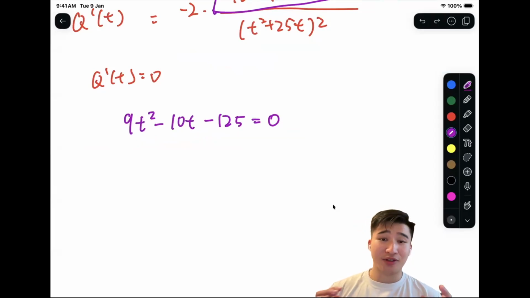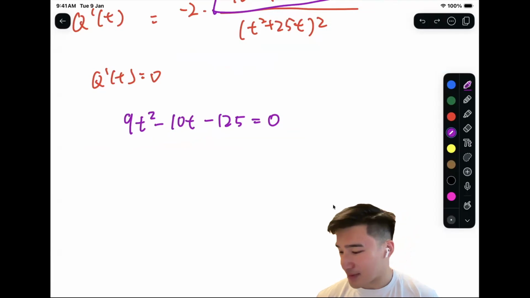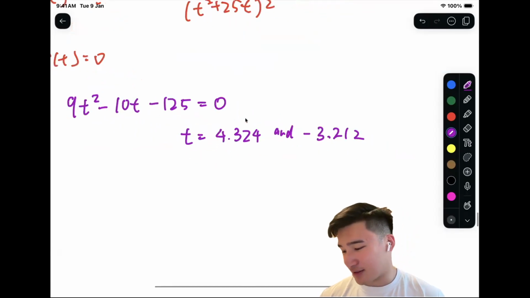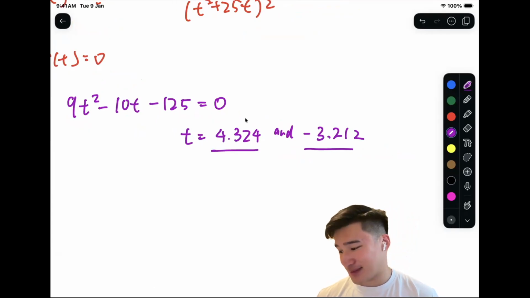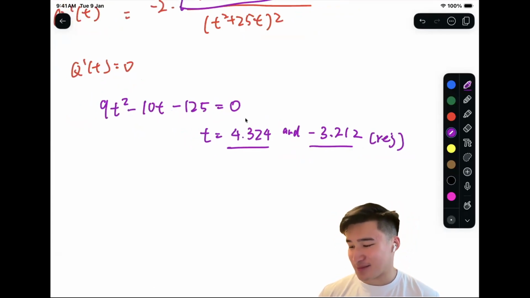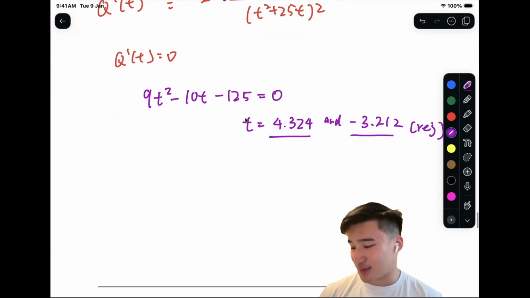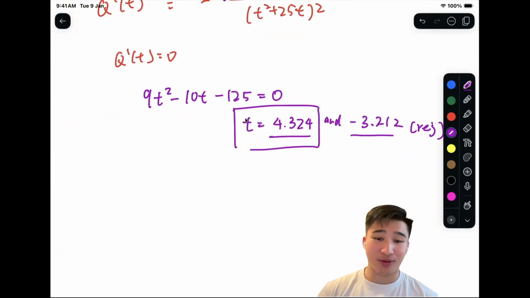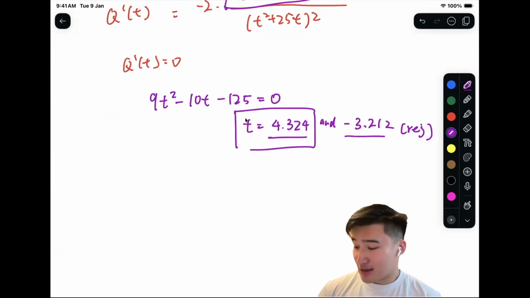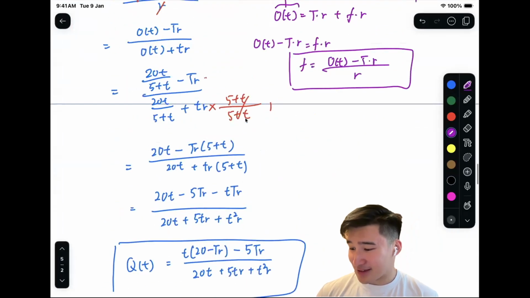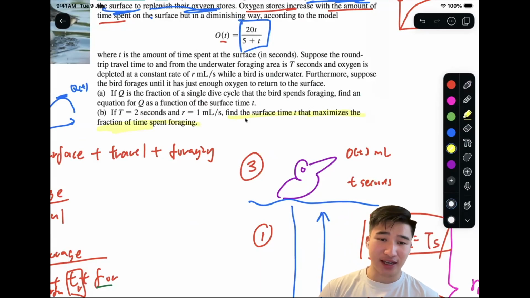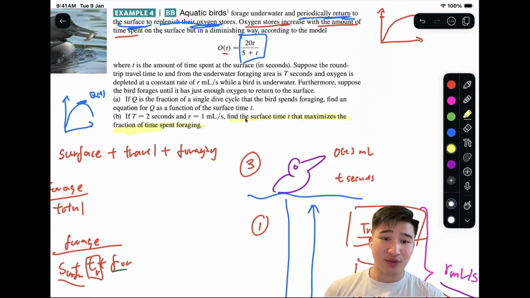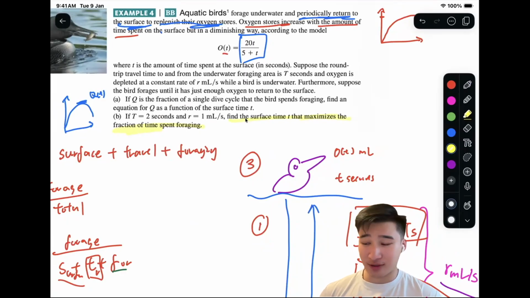I'm going to use ChatGPT or Gemini to solve this for me. From Gemini, we got these two results. Obviously, there are no negative seconds, so we're going to reject that one. So we found that the answer is T equals 4.324. So what does T equals 4.324 mean? Basically, this value says that by spending that amount of time on the surface, we're maximizing the fraction of time that we spend on foraging.